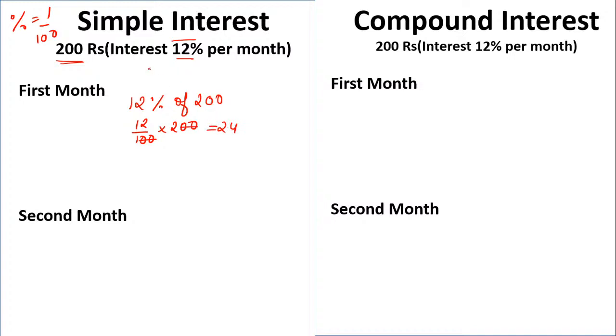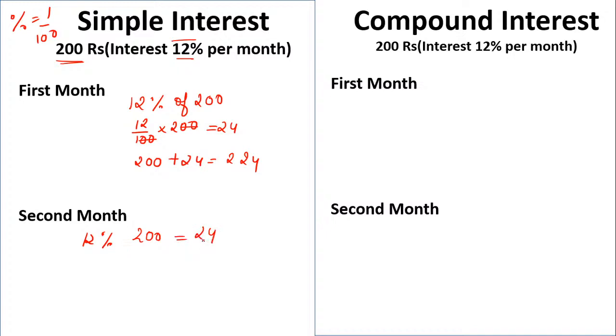So the amount that you will have to give is 200 plus 24, which is 224. When the second month comes, if we talk about the amount that you will have to give, if you have taken money on simple interest, then it will again be 12% of 200, which will be 24 again.